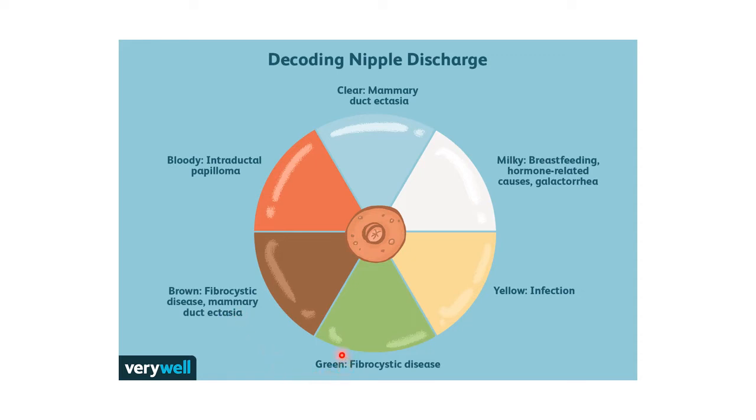If the discharge is greenish in color, then you think of fibrocystic disease. Yellow discharge is usually pus, and it is due to underlying infection, mastitis or breast abscess. If the discharge is milky, then the patient is lactating, she is breastfeeding, or she may have hormone-related causes that lead to galactorrhea.